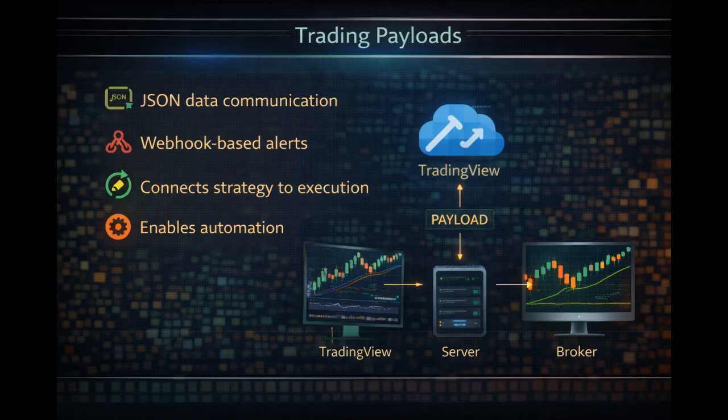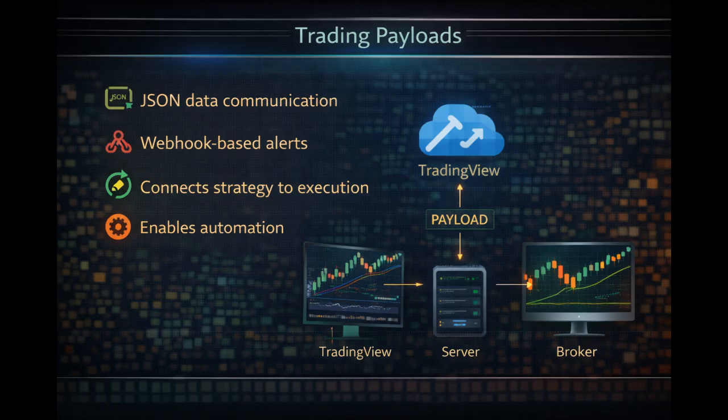Conclusion. Payloads play a critical role in modern algorithmic trading systems by enabling communication between charting platforms, trading algorithms, and execution engines. By packaging trading signals into structured messages, payloads allow automated systems to receive, process, and execute trading instructions efficiently.